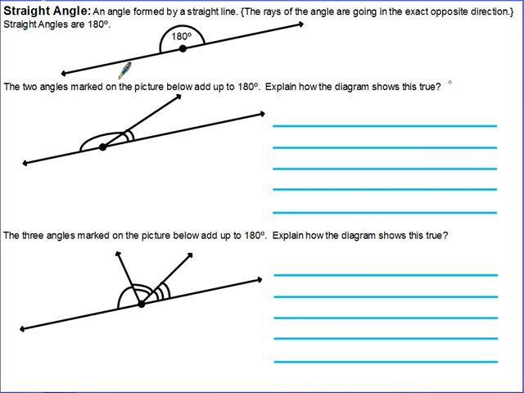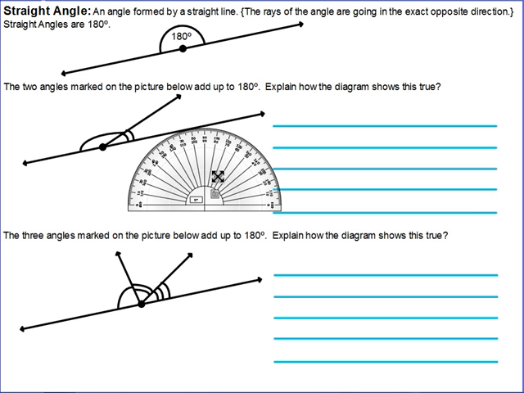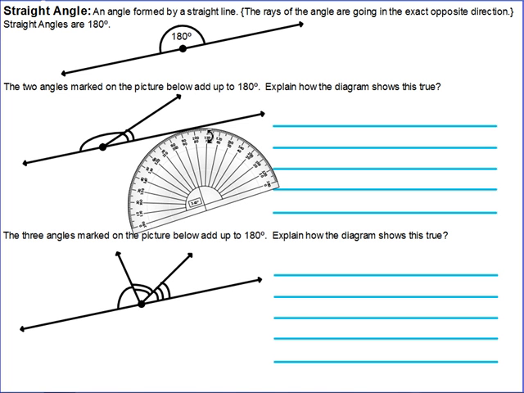Now, let's look at this. This is a straight line. Anytime you have a straight line, or two rays going in exactly opposite directions, the angle they form is 180. Think of looking at a protractor. Here's a protractor that I can move around. You can see that the straight line is basically 0 and 180, because it's 180 degrees if you go all the way.